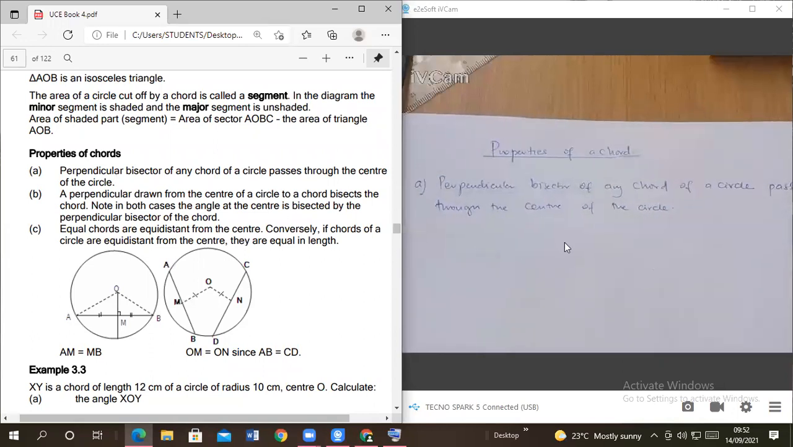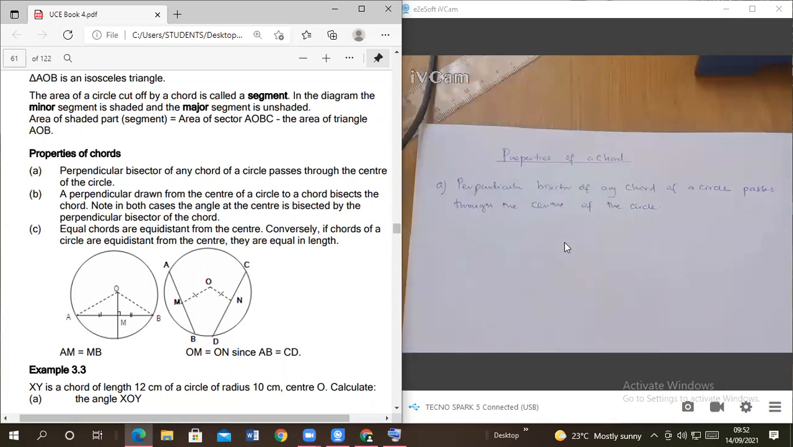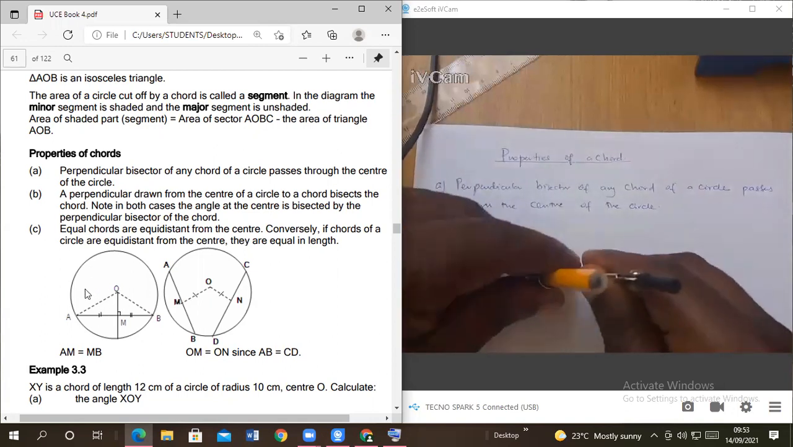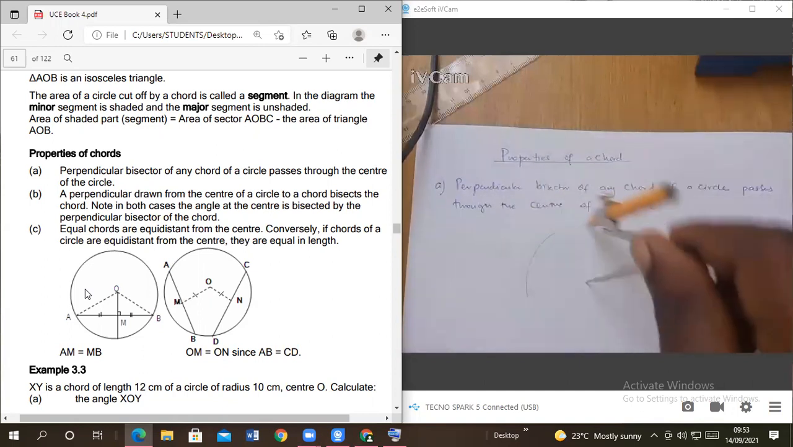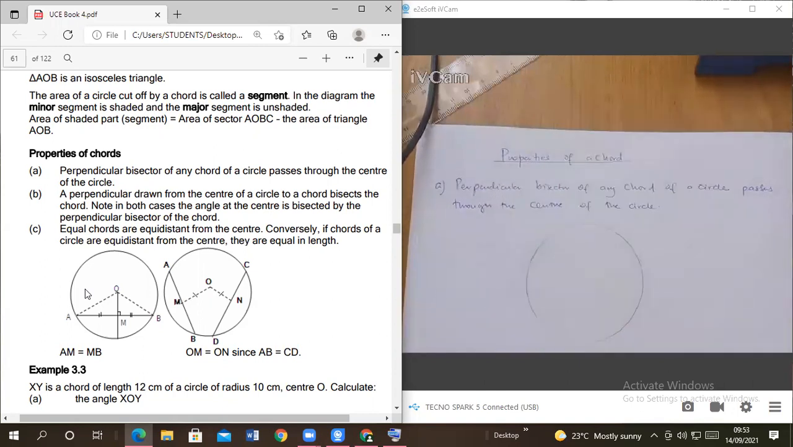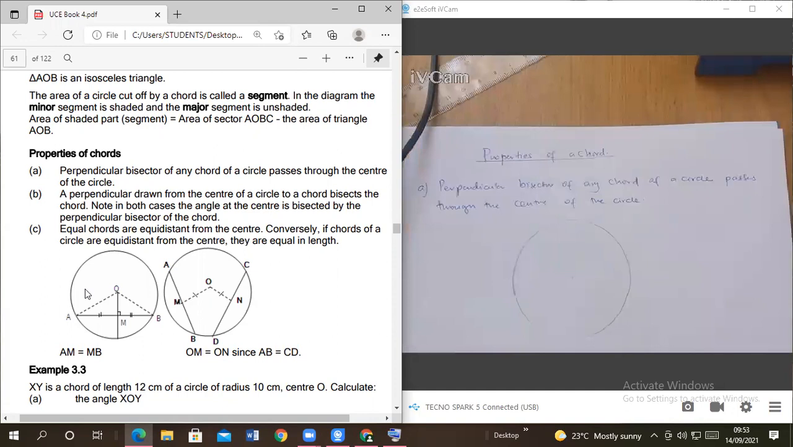That's the first one. Now, what do they mean by this? I want us to look at this part here. If you have a circle that is drawn, and then there is a chord AB.